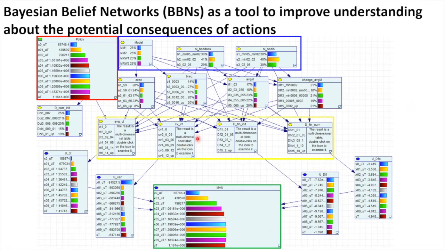So this set of nodes here in yellow include the performance metrics of the model. The first one was the average catch, the second one the annual variability. Then the last two are different measures of spawning biomass depletion.